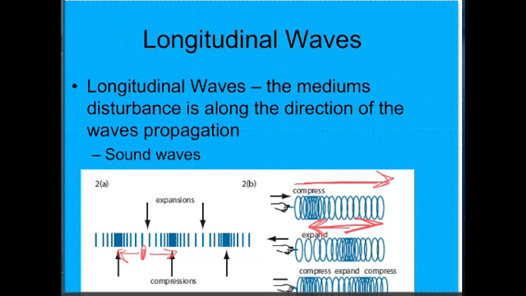You end up with areas where there's not much medium, and those are called expansions or rarefactions. Then you end up with areas where the medium is all condensed, really compressed and tight together, and those are called compressions. The expansions or rarefactions are similar to our troughs in transverse waves, and our compressions are similar to our crests in transverse waves.